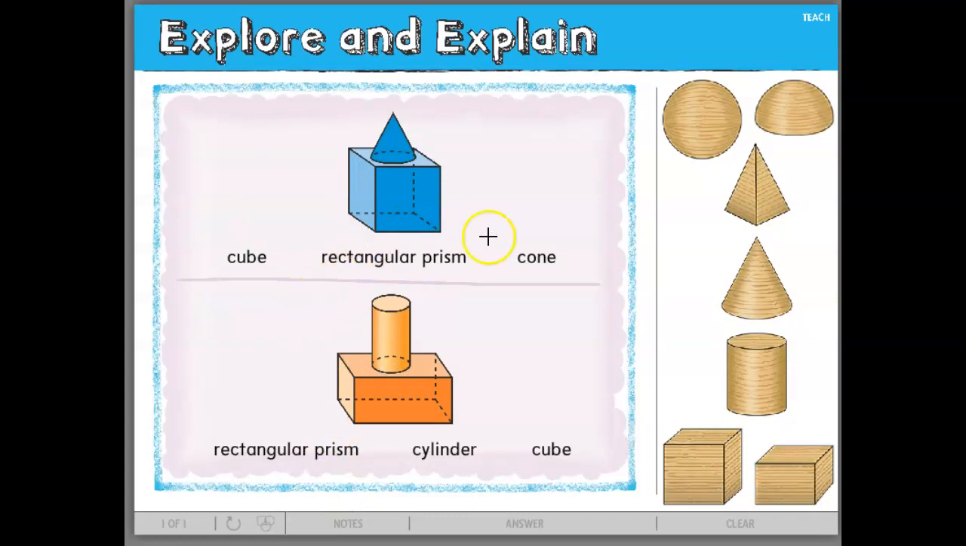I see a cone is on top, and then it is sitting on top of a cube. What about these orange ones? What shapes did they use to make this composite shape? There's a cylinder on top, and then what's the shape underneath of it? That's our rectangular prism.